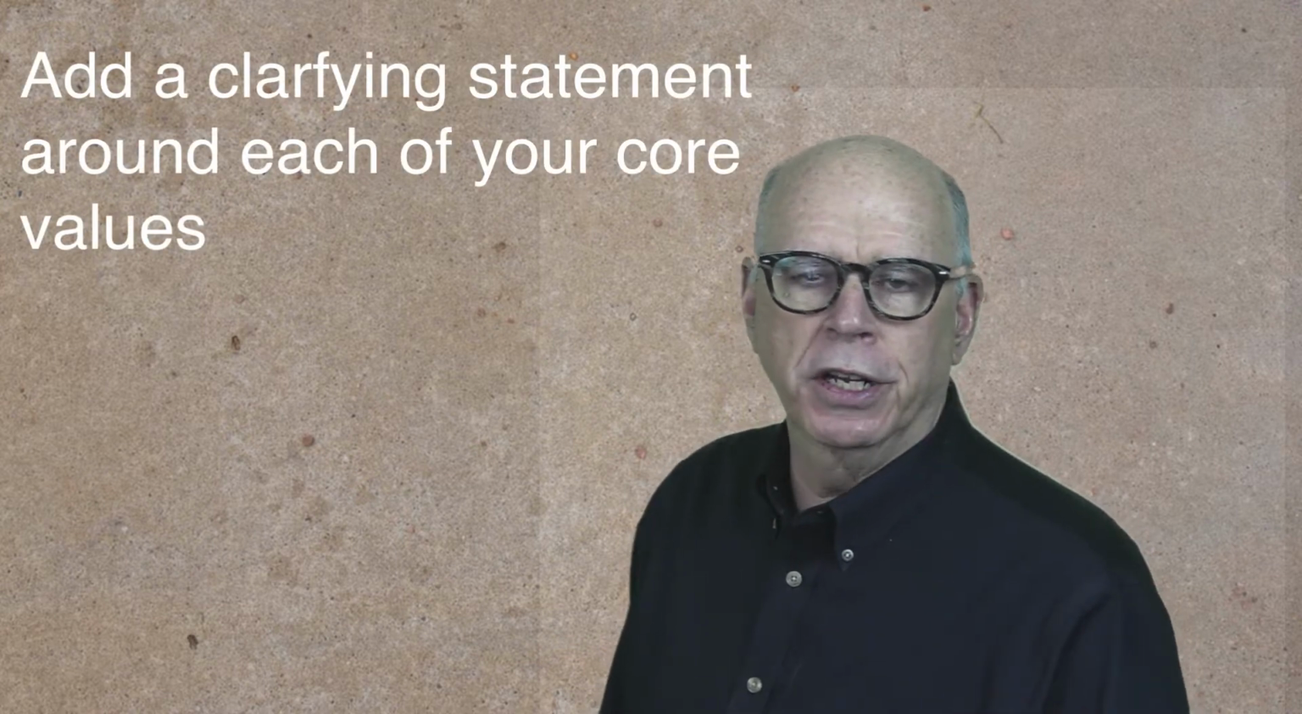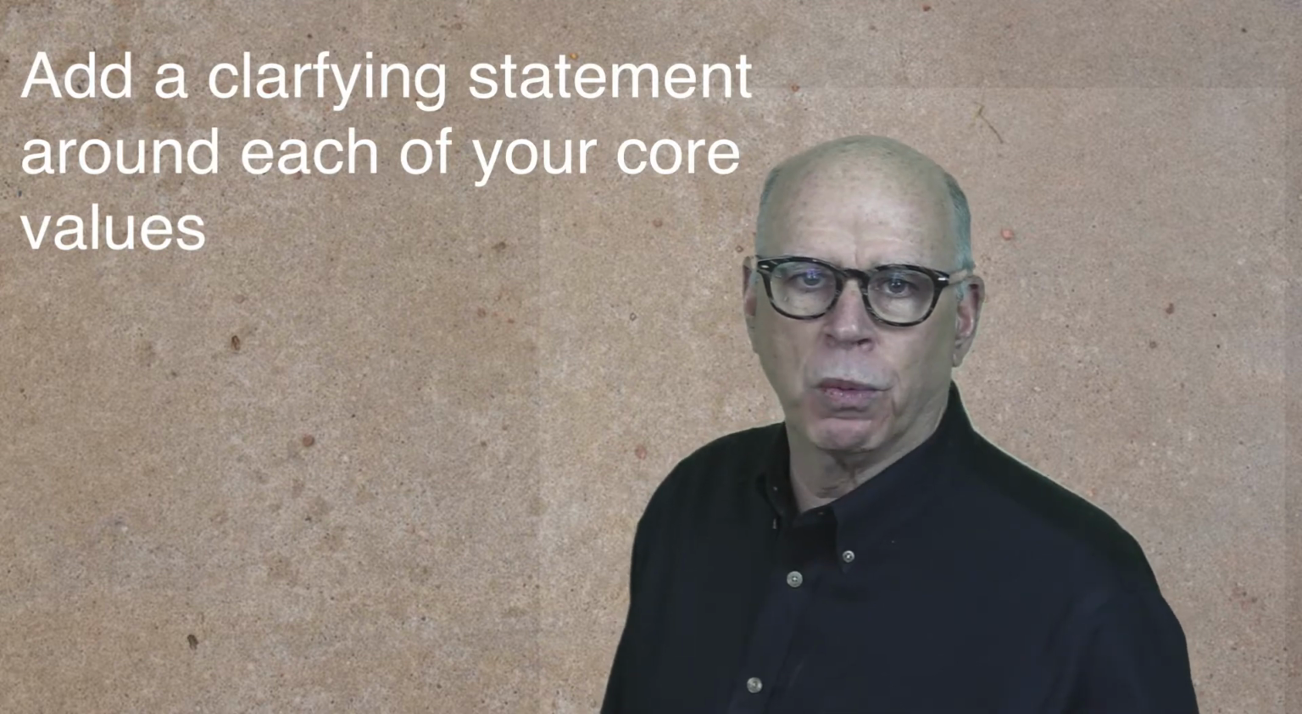So let's go to the last piece of what we want to do. We want to take these values and put a clarifying statement around each one. For example, one of my core values is simplification. Now, if I say the word simplification to you, you're not going to really know what I mean. But my clarifying statement for simplification is: I take the complicated and I make it simple, I bust jargon and use everyday language. That makes it pretty clear what I mean by simplification.